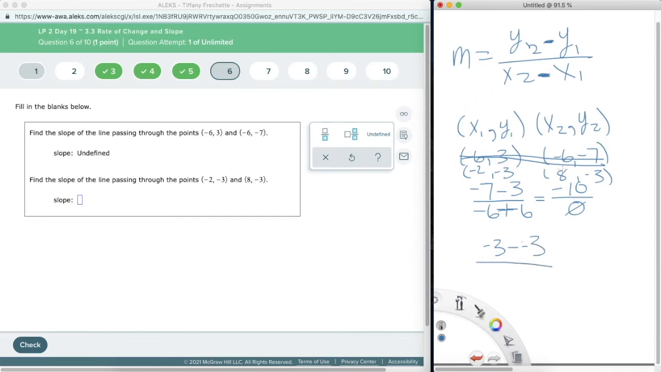X2 is 8, and x1 is -2, so it's minus negative again, like that. So minus negative becomes a plus, minus negative becomes a plus. Well, -3 plus 3, those are opposites, so they become 0. 8 plus 2 is 10. This is a legitimate answer. This is not undefined. 0 divided by anything is just 0.